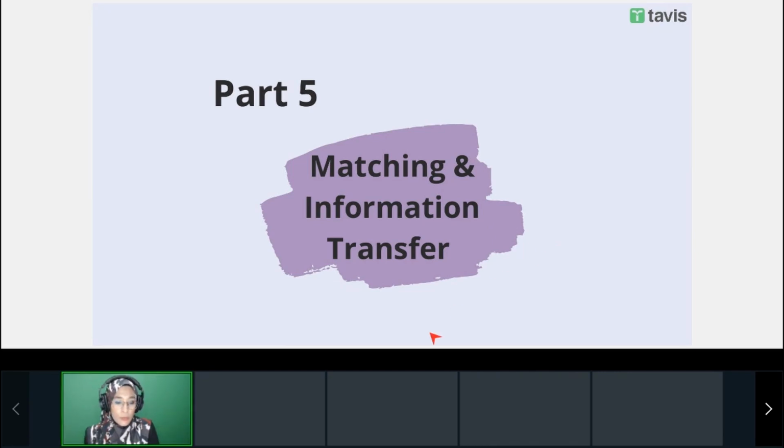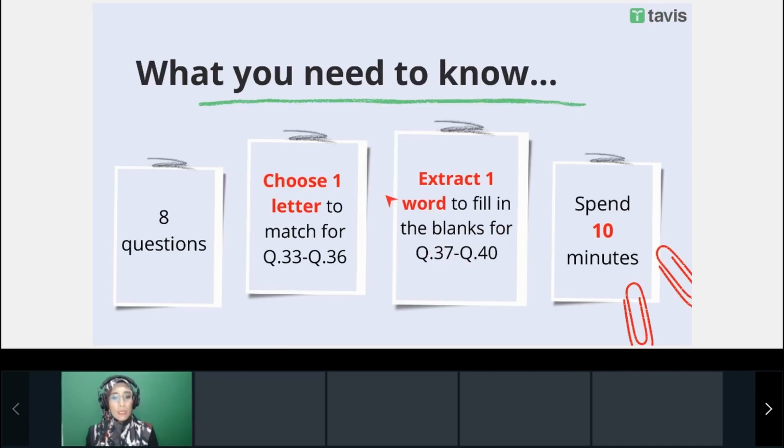So what you need to know about this part is there will be 8 questions and you got to choose one letter to match 4 questions, 33 to 36. But for the next questions, 37 to 40, you have to extract one word to fill in the blanks. What is extract? You just got to, I would say, cut and paste. So you got to cut and paste only one word in the blanks given.